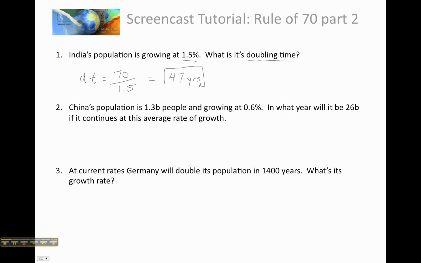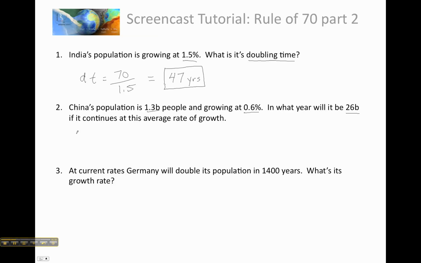This means that if India continues to grow at this rate on average, in 47 years it will double its population. So close to 2 billion people. China's population, number 2, is 1.3 billion people and growing at 0.6%. In what year will it be 26 billion people if it continues at this average rate of growth?